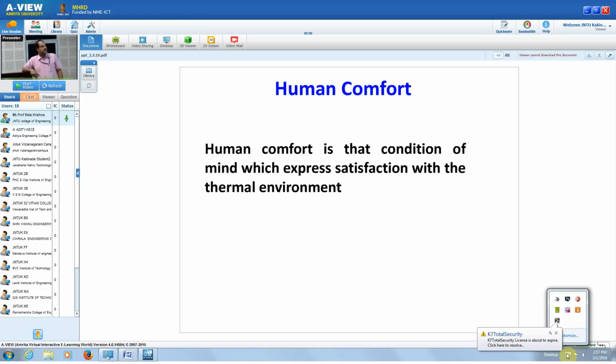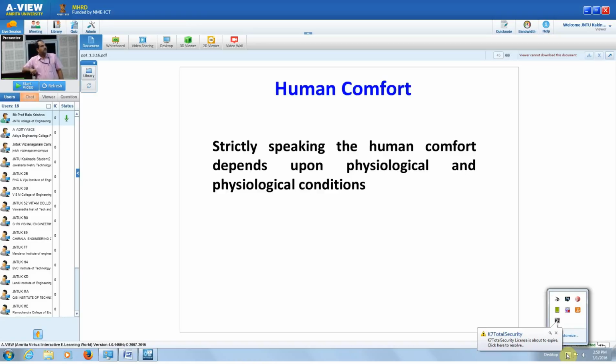Next slide. Strictly speaking, human comfort depends upon physiological and psychological conditions. If you are using a cool drink, psychologically you feel okay, satisfied. But with the cool drink, maybe it is not advisable also. Why is it not advisable?